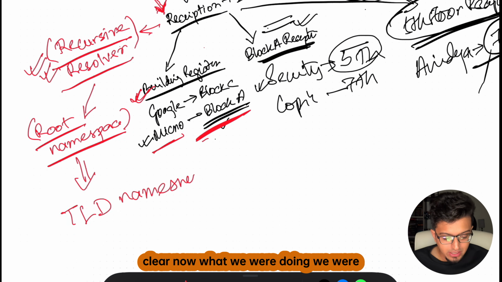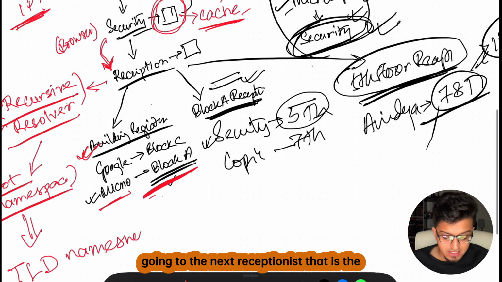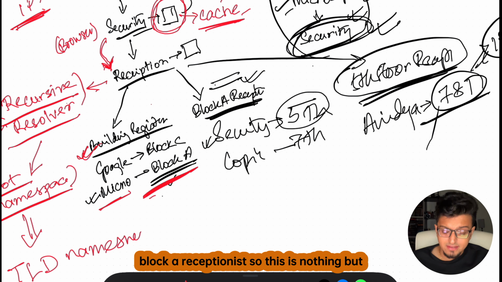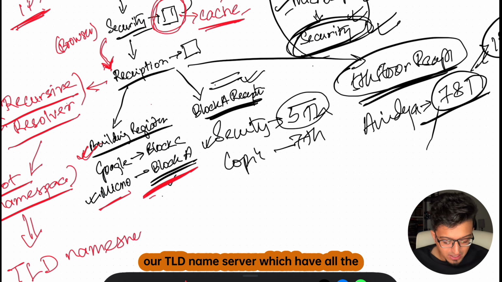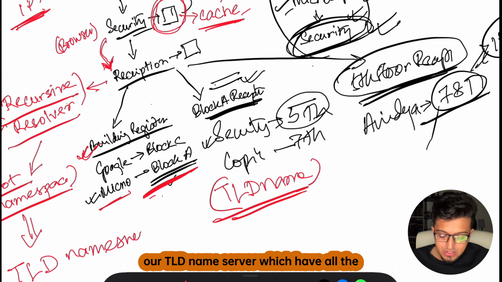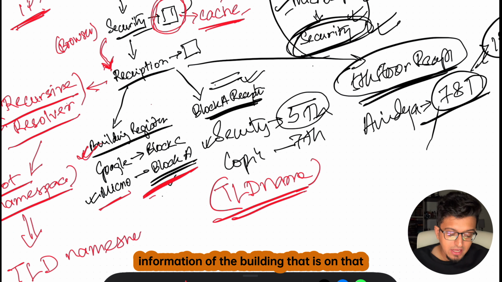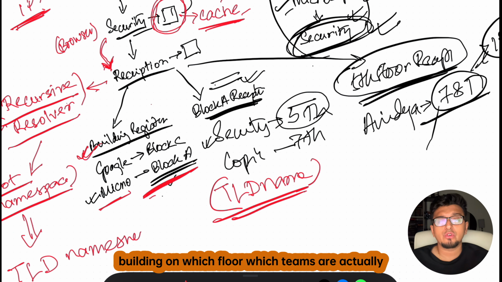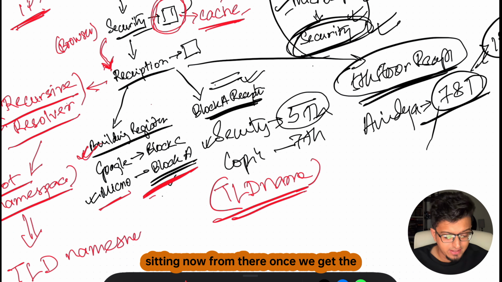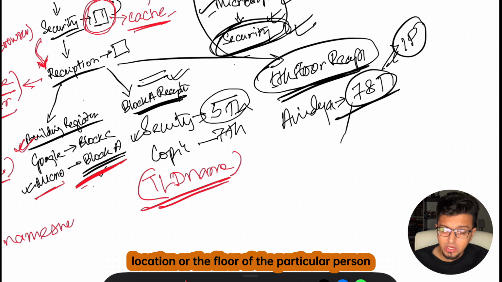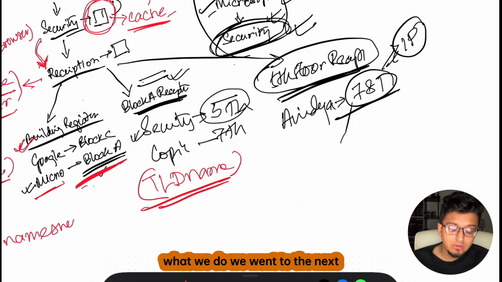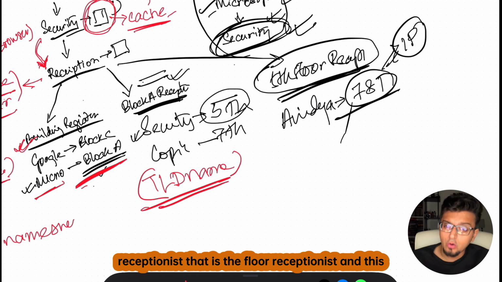Now we go to the next receptionist, the block A receptionist. This is nothing but our TLD name server, which has all the information about which teams are sitting on which floor of that building. Once we get the location or floor of the particular person, we go to the next receptionist, the floor receptionist.